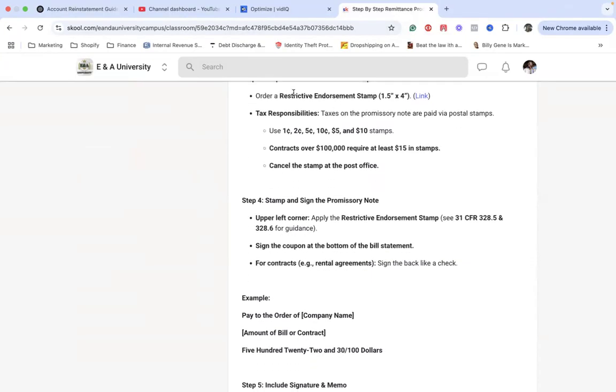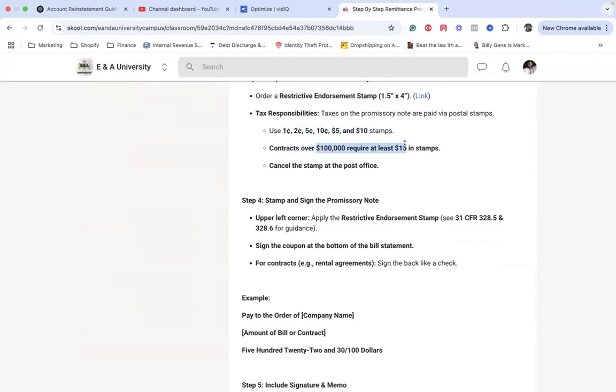So you want to order the restrictive endorsement stamp. Here's the link, you can just click that and it'll tell you. You also want to order some stamps. You want to order 1 cent, 2 cent, 5 cent, and $5 and $10 stamps.